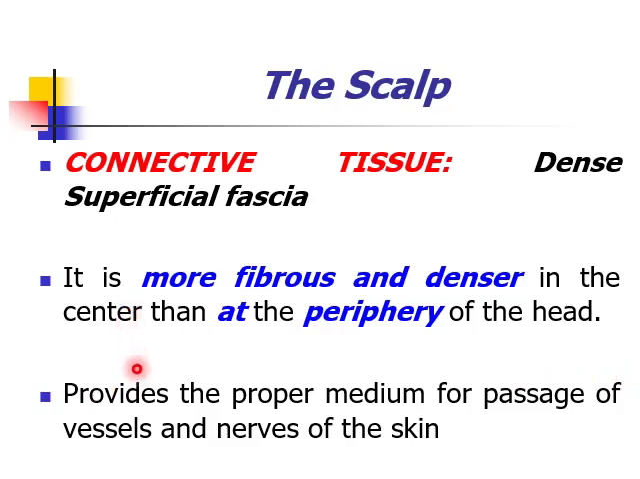This layer provides the proper medium for passage of vessels and nerves of the skin. It's logical. If you're having blood supply that is going to reach the skin, we've got nerve supply that is going to reach the skin, so it has to pass through the layer that is just adjacent to the skin. So the superficial dense connective tissue layer forms a proper passage or a proper medium for passage of these structures.